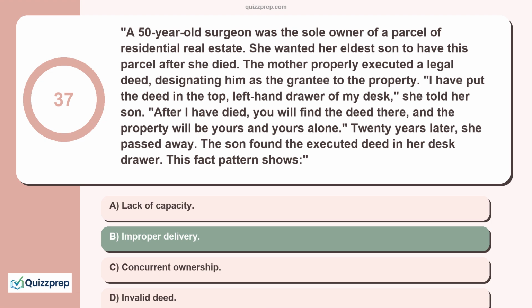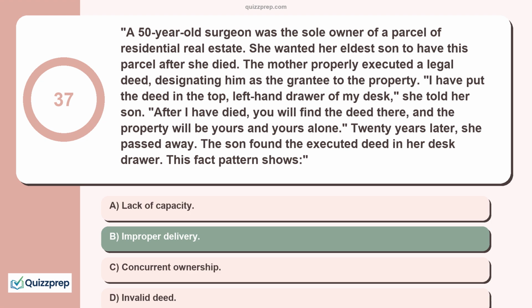A is incorrect. There is nothing in the fact pattern to suggest a lack of capacity. Issues relating to lack of capacity might have to do with an unemancipated minor attempting to sign a deed, a mentally incompetent grantor, or a grantor who executed a deed while drunk or drugged.